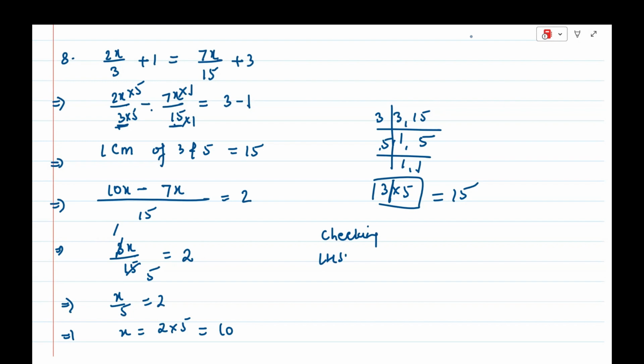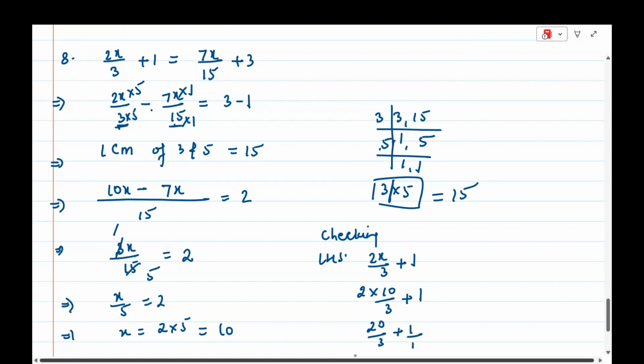Left hand side is 2x by 3 plus 1. Substitute the value. So 2 into 10 divided by 3, plus 1. Here, I cannot do the cutting. So 20 by 3 plus 1. Again, it is in fraction, so I need to take the LCM. Here I have 3, here I have 1. So for 1 and 3, the LCM is 3.